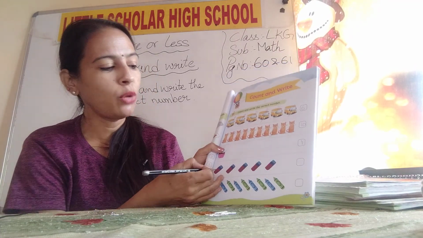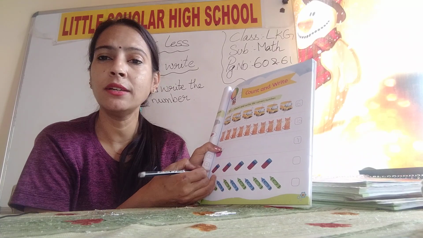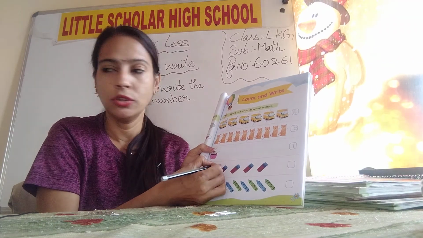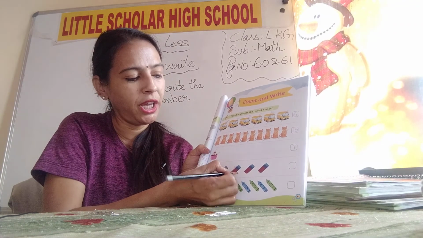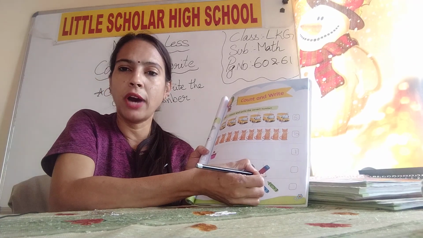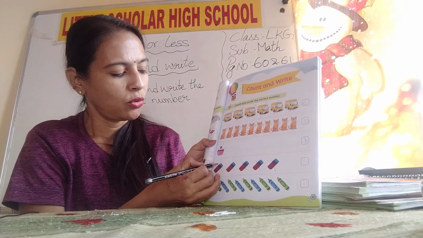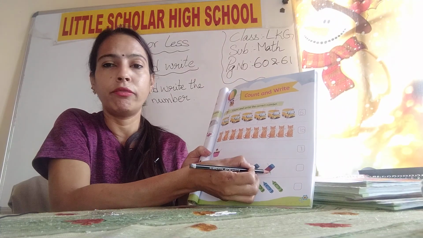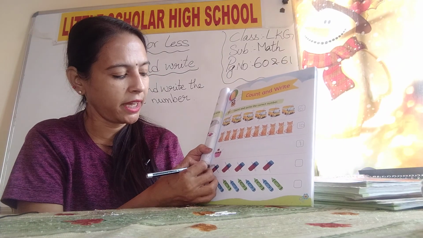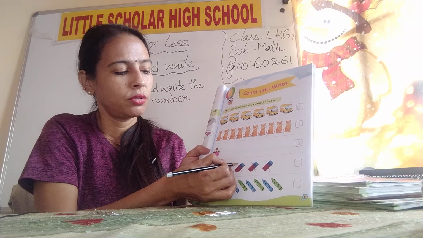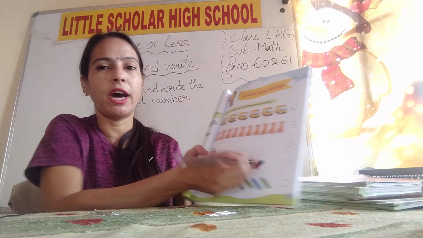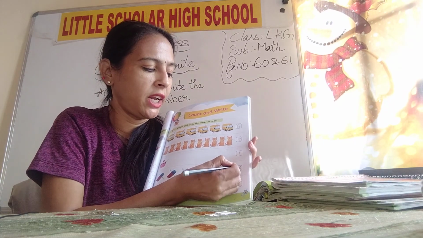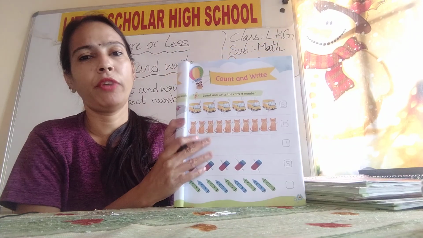Now the next one. How many erasers are there? Let us count. 1, 2, 3, 4, 5. Again, 1, 2, 3, 4, 5. So there are 5 erasers. So write number 5 over there.